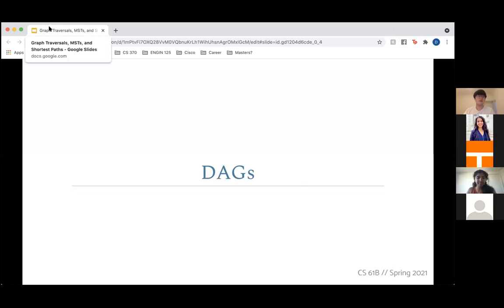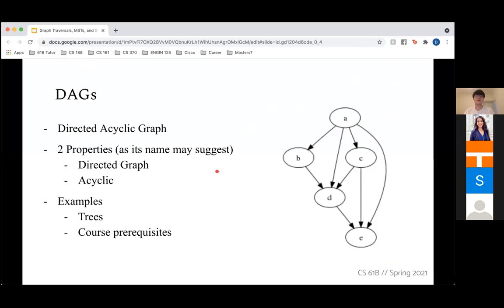Okay, so we're gonna be going over DAGs. First of all, what are DAGs? DAGs are also known as directed acyclic graphs. As its name might suggest, DAGs have two properties. They're graphs that are directed, and they're acyclic, meaning there are no cycles present within that graph.